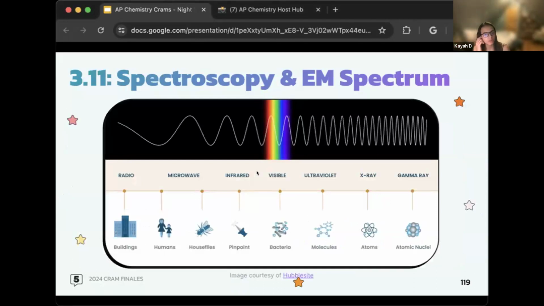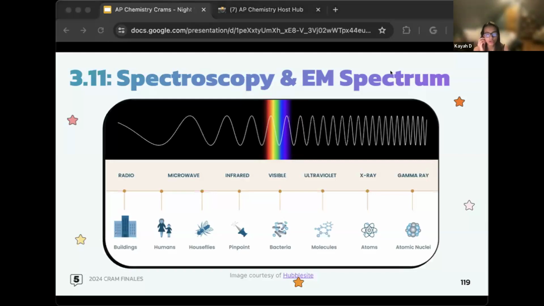One thing that may be important to remember is the different types of rays, right? So you have from radio waves to gamma rays. And sometimes they'll ask, oh, we want to see the bonds between molecules, what kind of rays will we use? And this is where it's important to know these different types. So you have radio waves, microwaves, infrared, visible, ultraviolet, X-ray, and gamma rays.